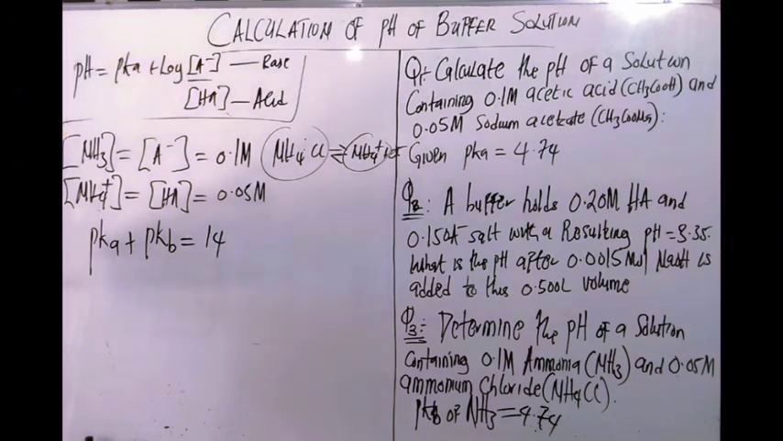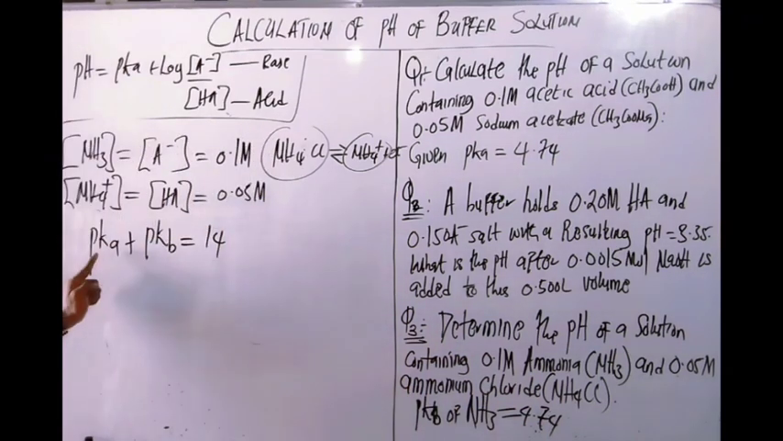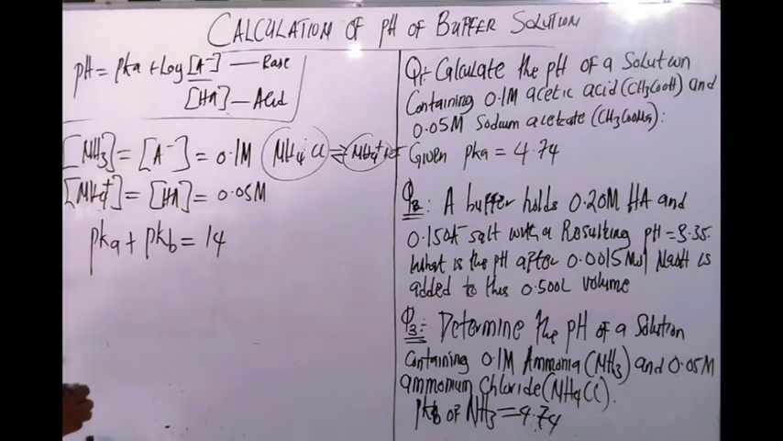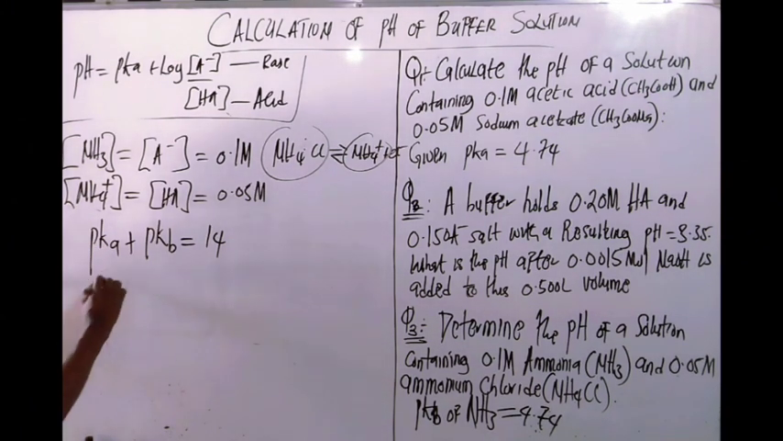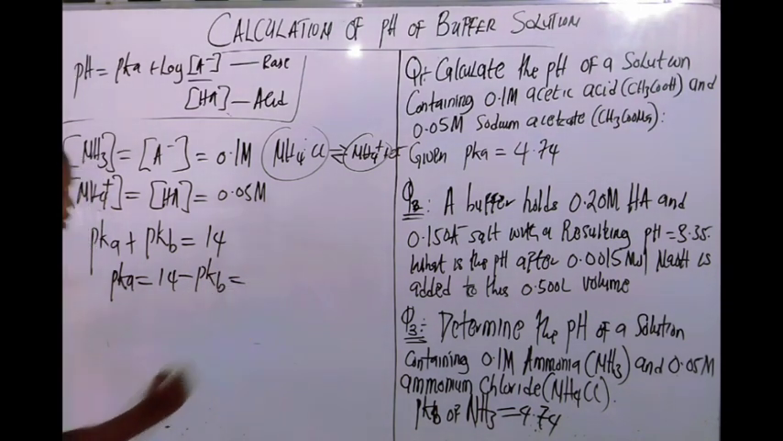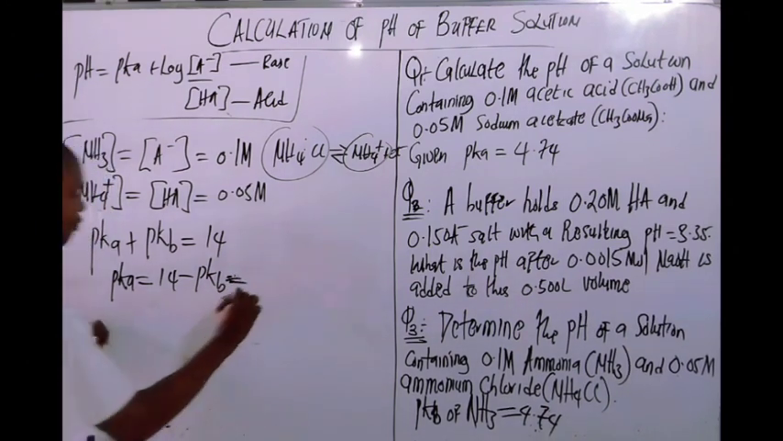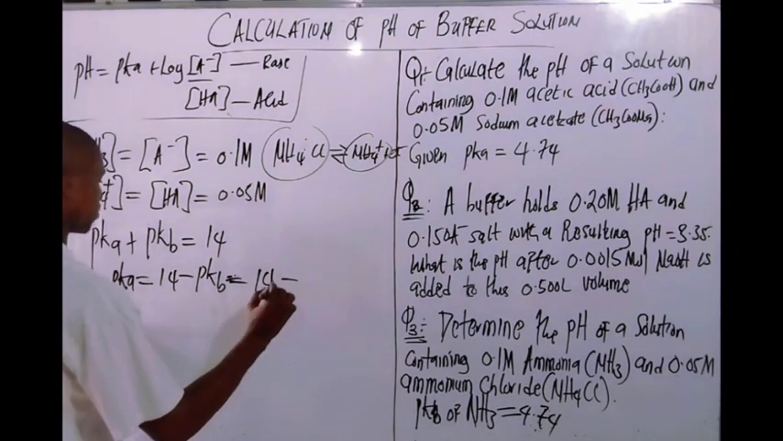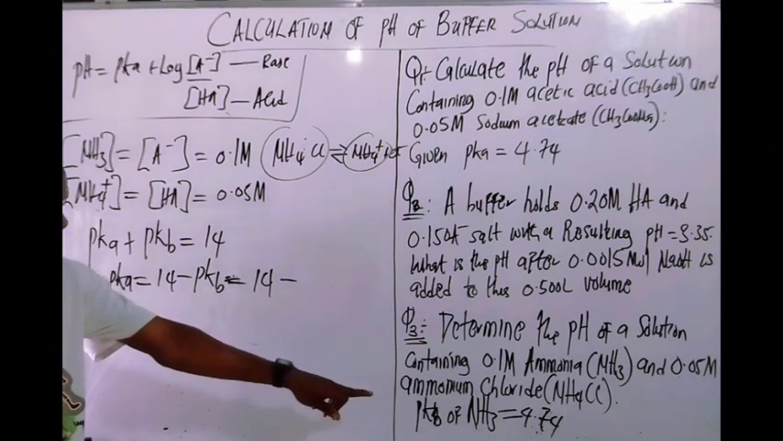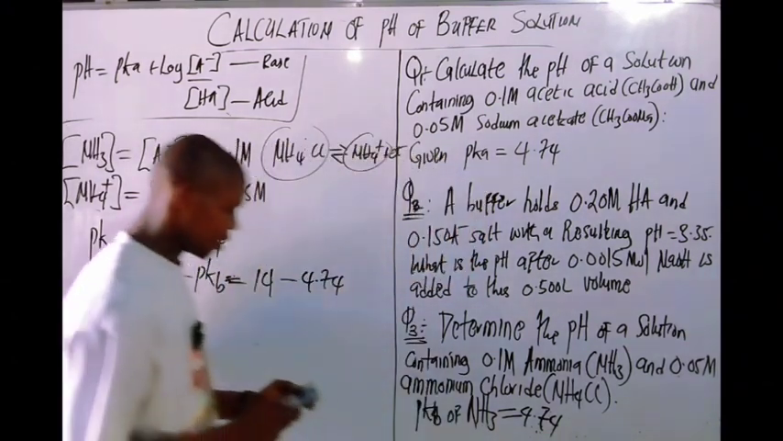Now, when I use the formula here, you have to know your pKa. But the question gave me the pKb of the ammonia, which is the base. So from here, I can use this formula to calculate the pKa. Here I have pKa equals 14 minus pKb, which is going to be 14 minus the pKb, which is 4.74.